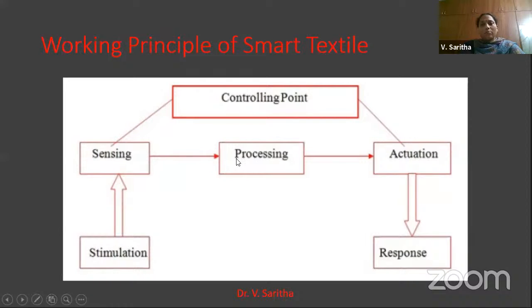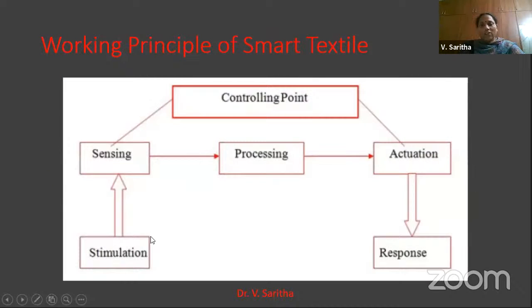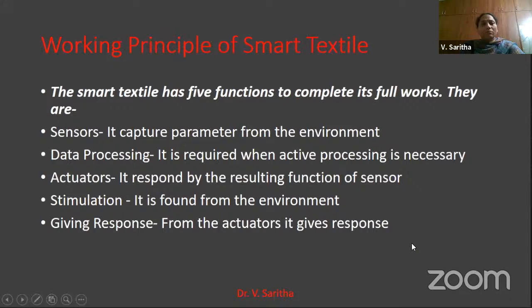So this sensing, processing and actuation together will be done in the controlling point actually. So here smart textiles have 5 functions to complete its full works. If you see here, these 5 functions are stimulation, sensing, processing, actuation and response.